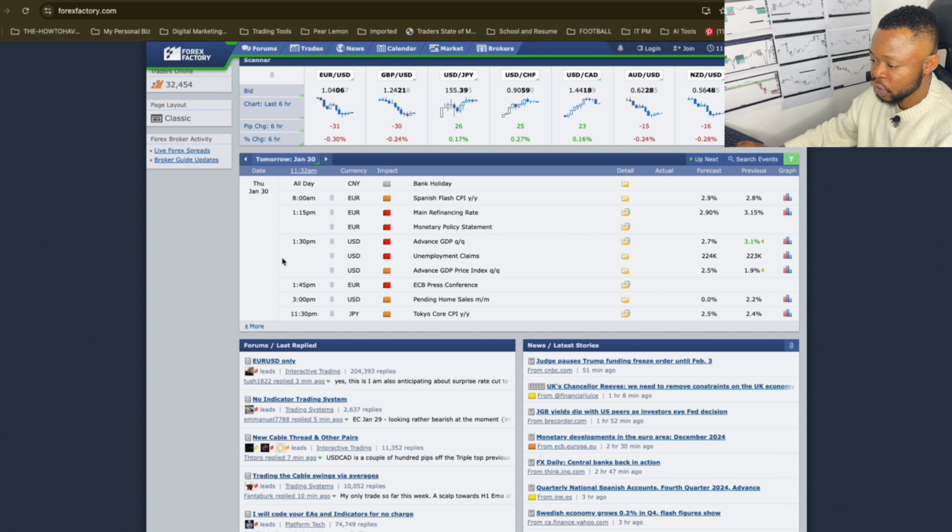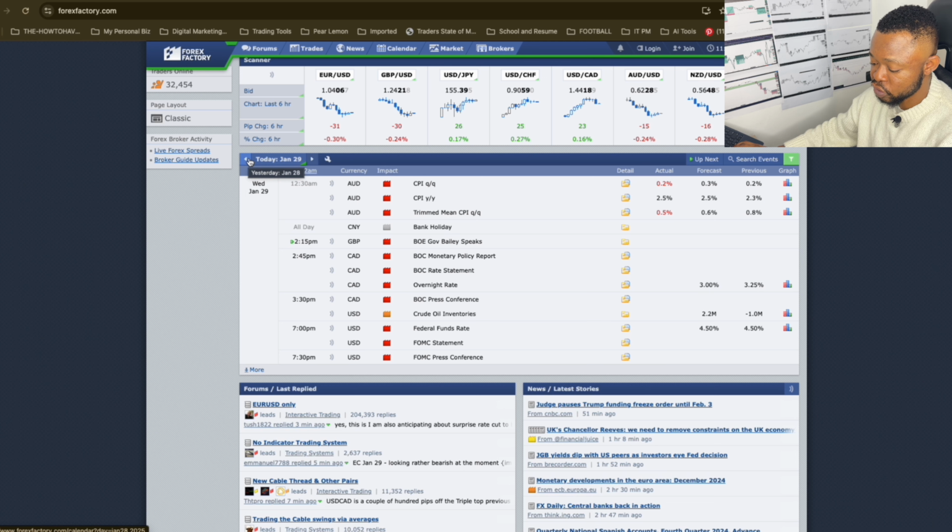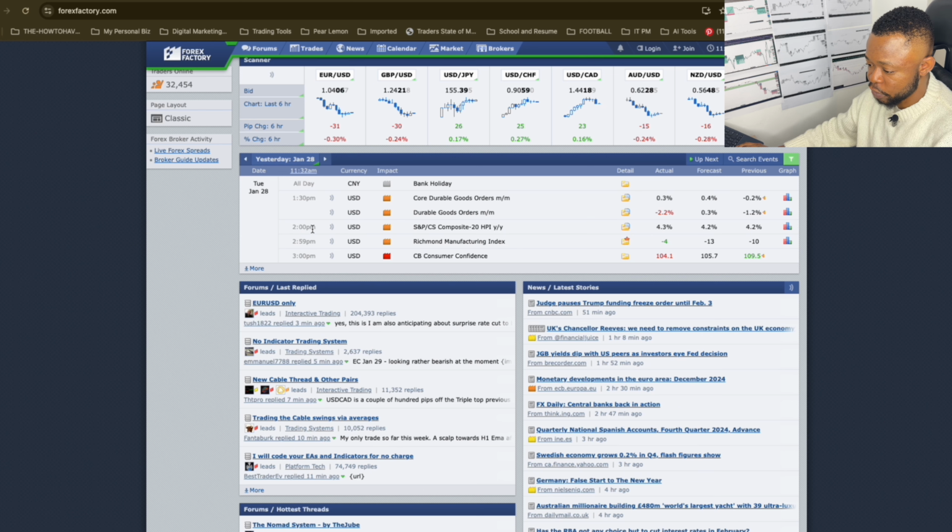That's on TradingView. So for tomorrow, we have loads of news. If you come on ForexFactory, this helps you with your fundamental analysis in the market. This is one tool you need to keep you going in the market as a trader and to make your job very perfect.